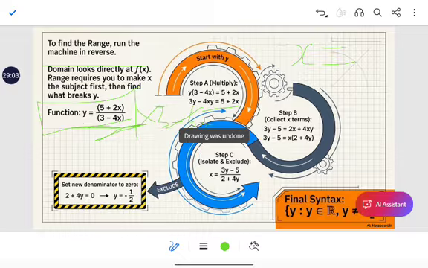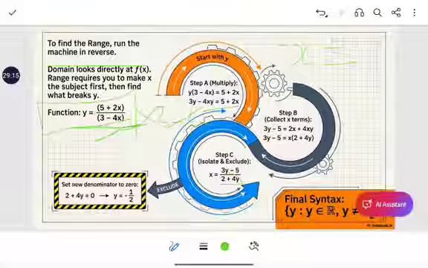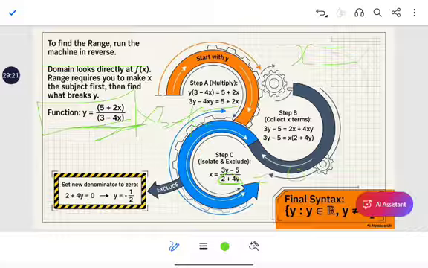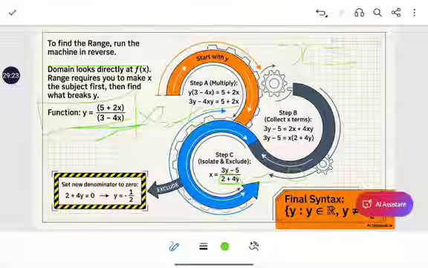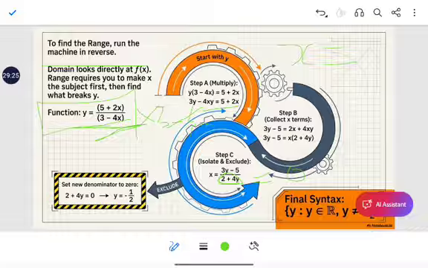Good. Now we collect the like terms. Then we make x the subject. Okay. Now, because we have made x the subject, then we have to make sure that the denominator here is not 0. So we equate this to 0, and we will find out all the values of y that will make this function undefined. Okay. Thank you.